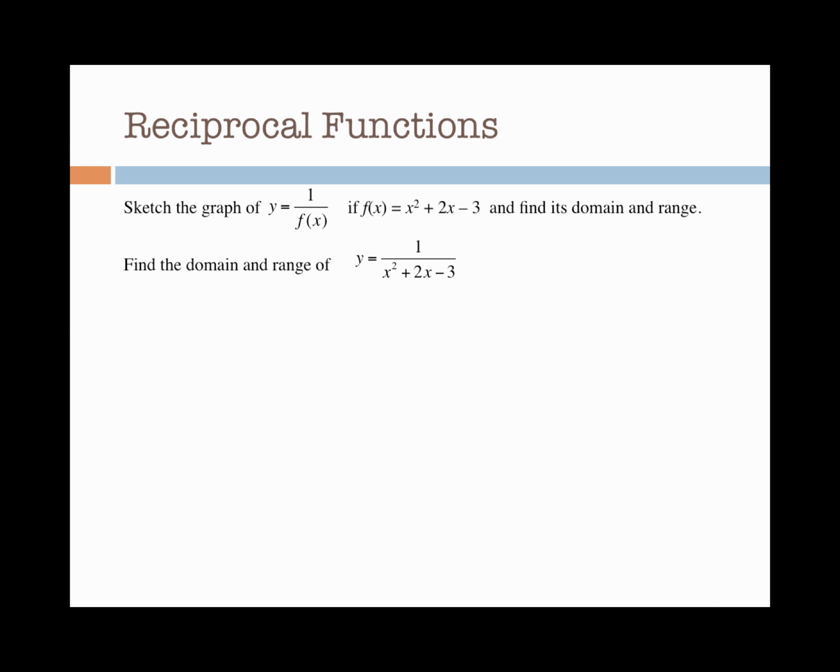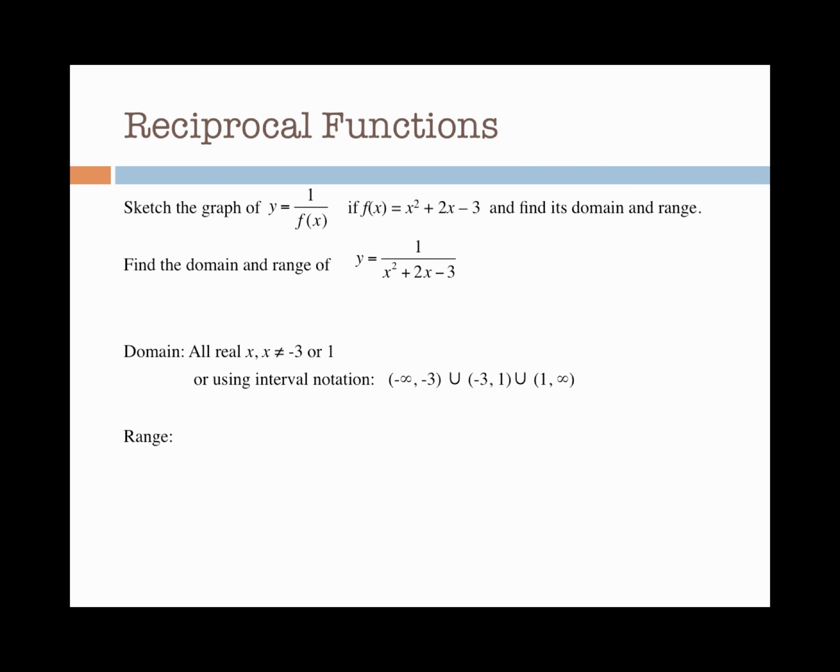The second part of the question asks us to find the domain and range of the reciprocal function. From our graph, we can tell what the domain and range is going to be quite easily. We know that the domain will be all real x, but we have those two asymptotes at -3 and 1, so x can't be -3 or 1. Using interval notation, we write it as -infinity to -3, with the union of -3 to 1, and then the union of 1 to infinity.